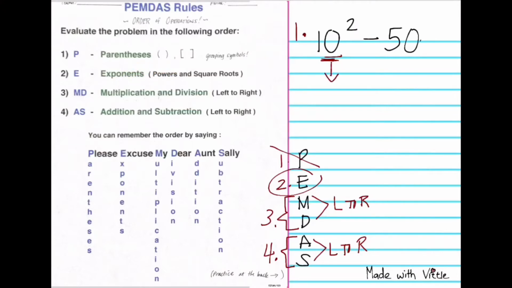So you have to work this out first before you subtract, because the subtraction will be one of the last things we have to do. So the 10 here should be used twice as a factor. And you know 10 times 10 is 100. Then copy the rest of your expression, which is that subtraction by 50. And that's the only thing left. 100 minus 50 is 50.